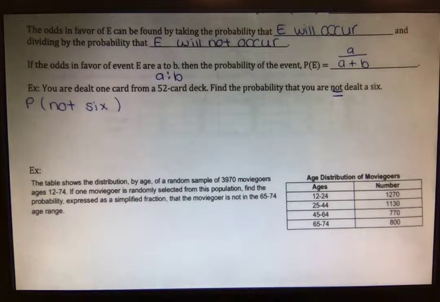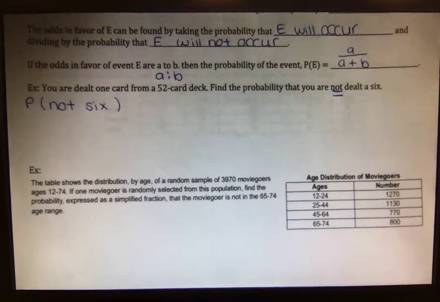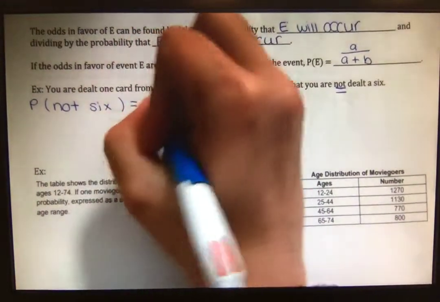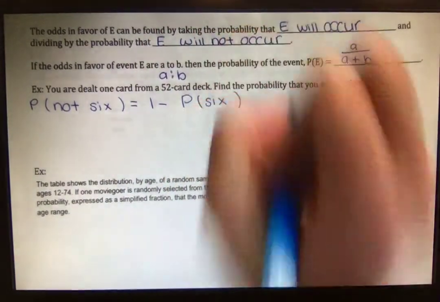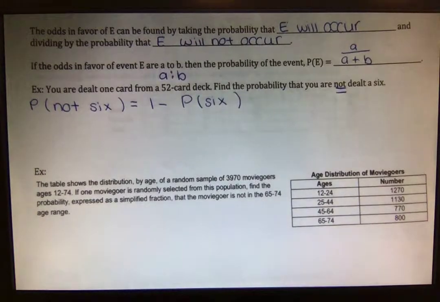So going to our first definition, we know the probability of not E equals 1 minus the probability that it will happen. So 1 minus the probability that you will get a 6. Because it's a lot easier to figure out, okay, how many 6s are in a deck of cards, and then do 1 minus that probability. So how many 6s are in a deck of cards? 4.